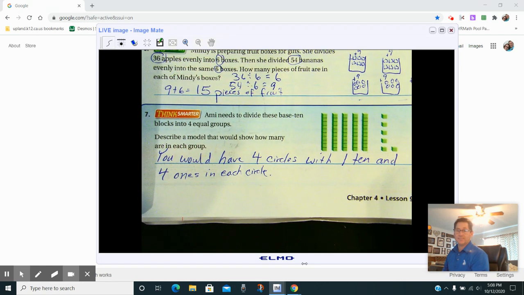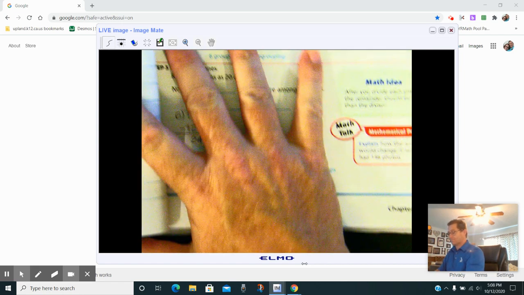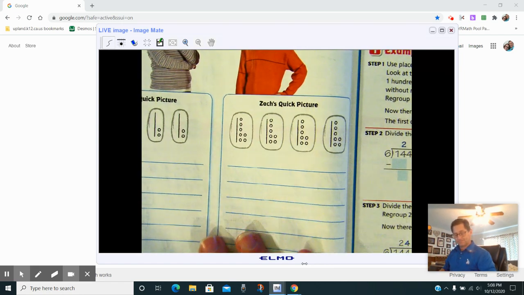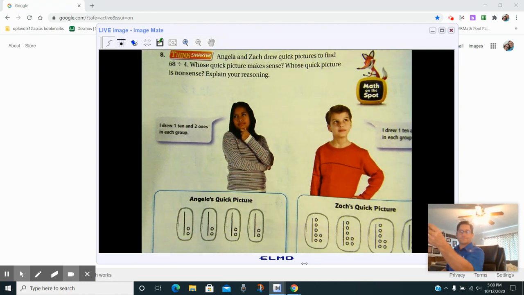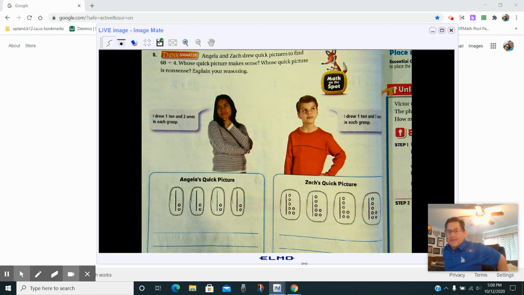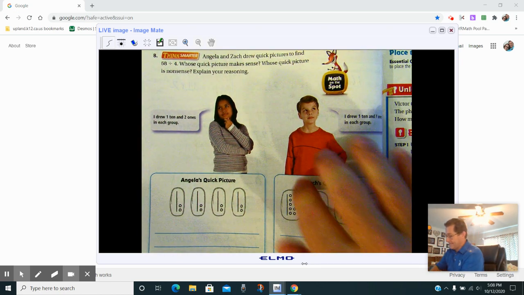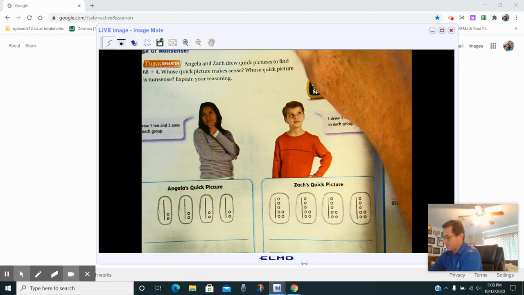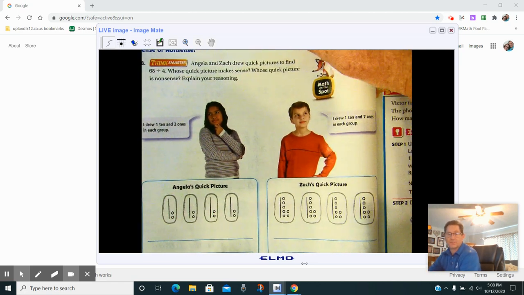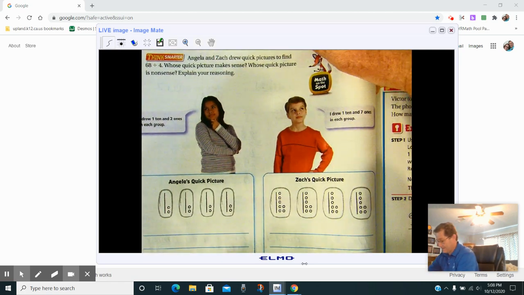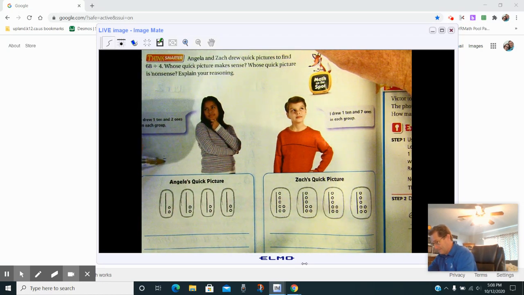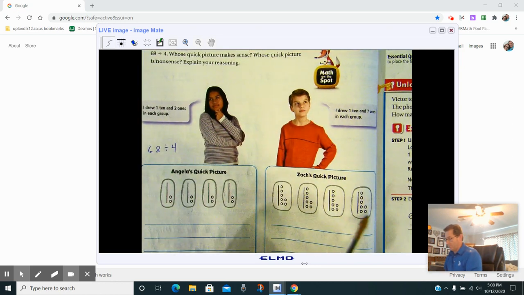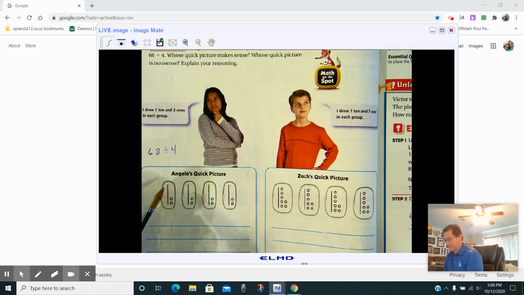Number 8. Angela and Zach drew quick pictures to find 68 divided by 4. Whose quick picture makes sense? Whose quick picture is nonsense? Explain your reasoning. 68 divided by 4. Okay, so we have 4 groups, 68. 10, 20, 30, 40. She's only got 48 here. 10, 20, 30, 40.